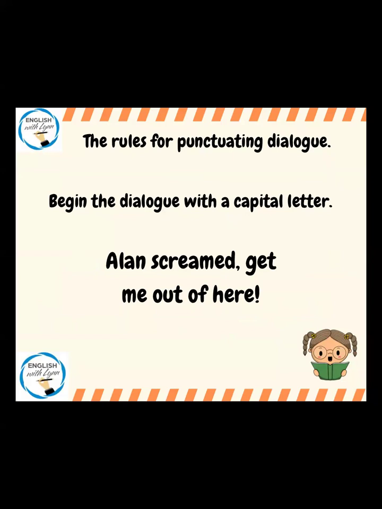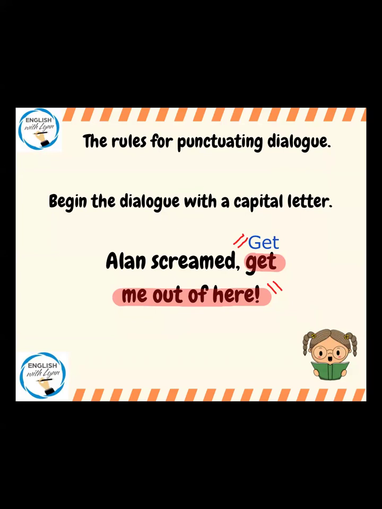So let me get my highlighter back again. So Alan screamed, "Get me out of here." So Alan is saying, "Get me out of here." What we need to do with this is put our inverted commas before the "get" and after the "here." And with the word "get," I need to make sure that it begins with a capital letter. The first word of what is spoken is always a capital letter, okay?